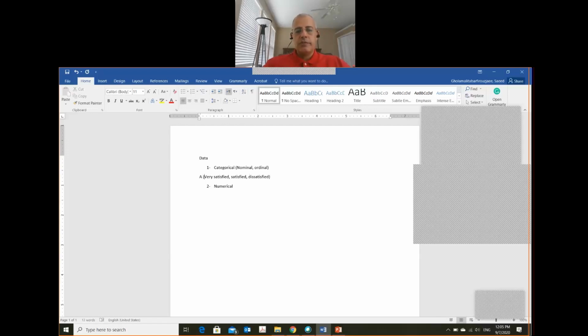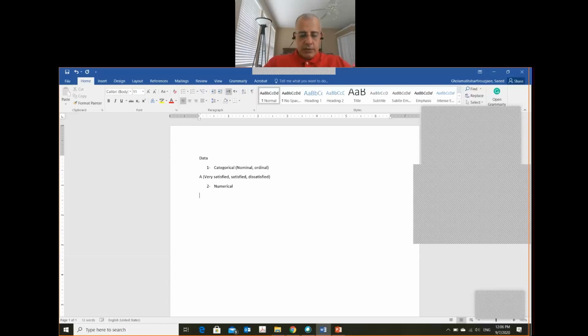The difference between this ordinal variable and the labels is that there is some ordering between these values. We know that very satisfied is much better than satisfied, and dissatisfied is worse than satisfied. But the problem is that we cannot measure the difference between these values. We don't know if the difference between very satisfied and satisfied is the same as the difference between satisfied and dissatisfied. We just know there is some kind of order between these values.